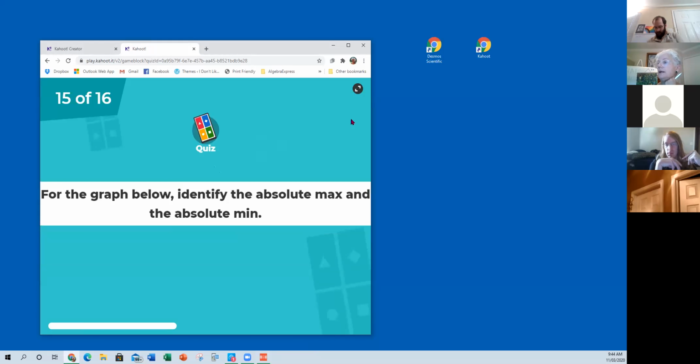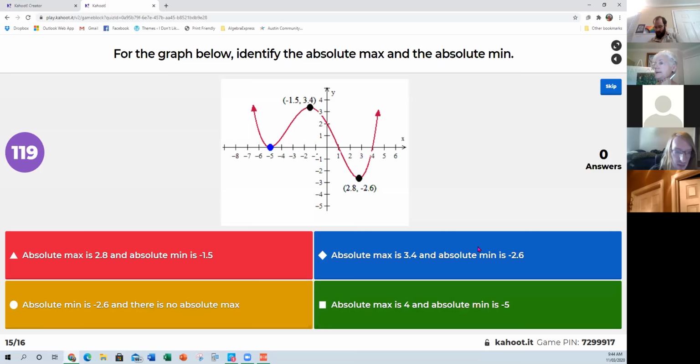For the graph below, identify the absolute max and the absolute min.